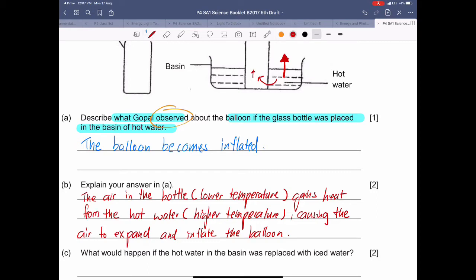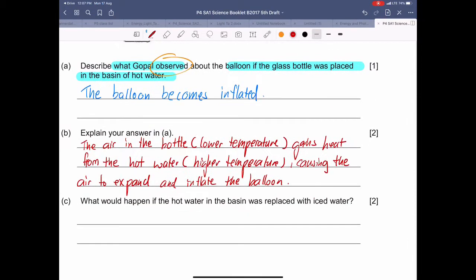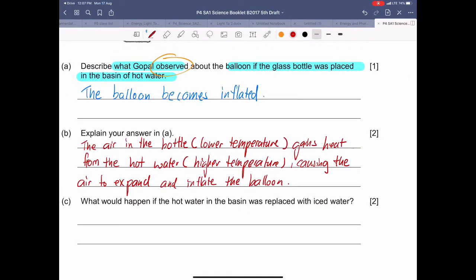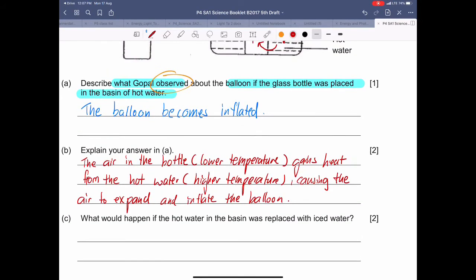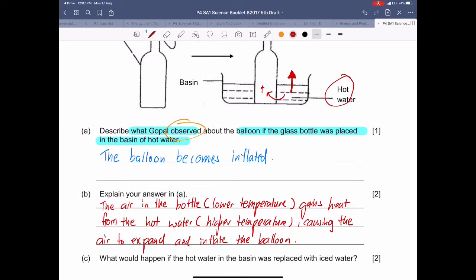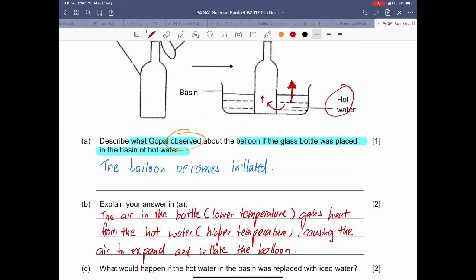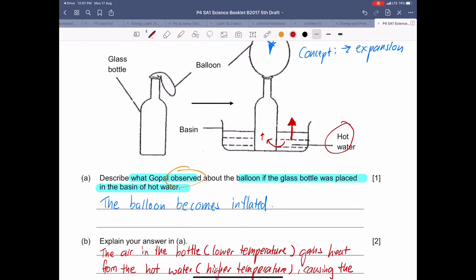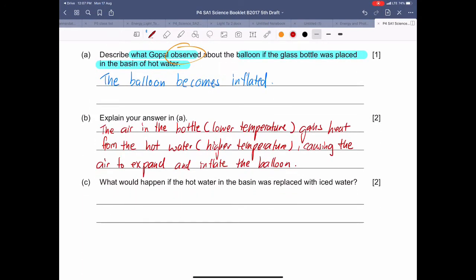Okay, my apologies. What would happen if the hot water in the basin was replaced with ice water? Now, a lot of you actually said things like, oh, the balloon will not even inflate. No, they're asking you, now it's hot water. So you remove the hot water, the balloon is still inflated, then you pour in cold water. It's a 2 marks question. So you cannot just say things like, oh, the balloon will deflate. You must tell me why.